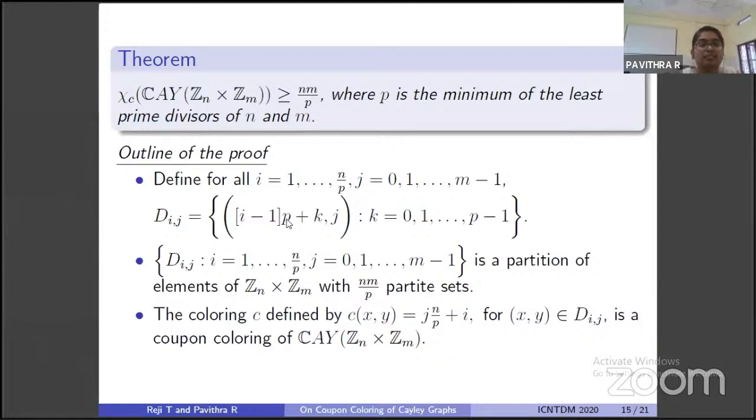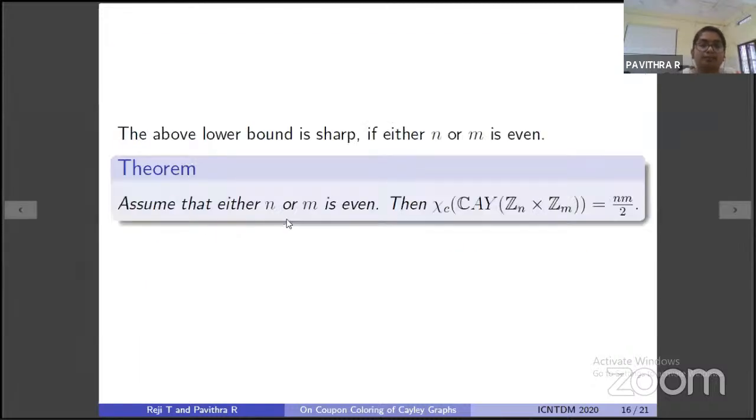The next result is that the coupon coloring number of the Cayley graph of Zn cross Zm is greater than or equal to nm by p. That is, we got a lower bound for the Cayley graph of Zn cross Zm, where p is the minimum of the least prime divisors of n and m. The proof technique was the same. First, we partition the elements of Zn cross Zm into nm by p partite sets, and we give each partite set a specific color. Then it is easy to verify that this is a coupon coloring.